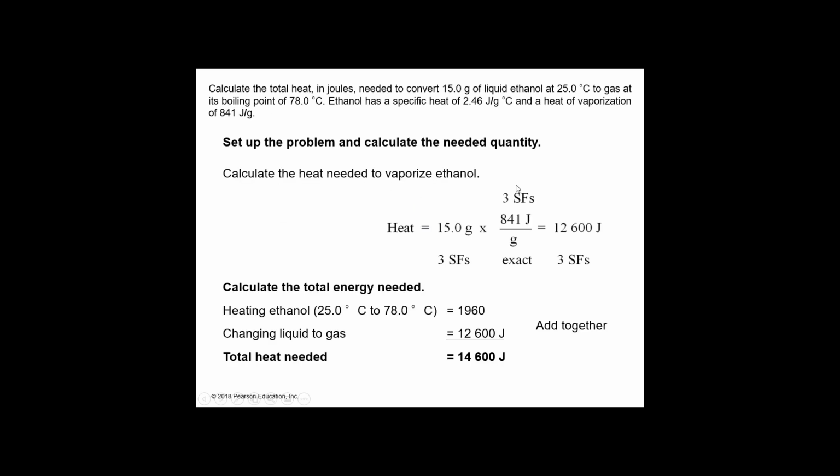And so here, we're going to calculate that. We take the 15 grams times the heat of vaporization, the grams cancel out, and it ends up with 12,600 joules. We're going to add those together, and this gives us 14,600 joules for the increase in the heating curve and then the plateau. This is the total for that.